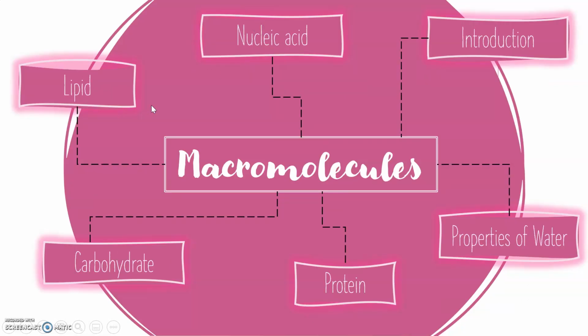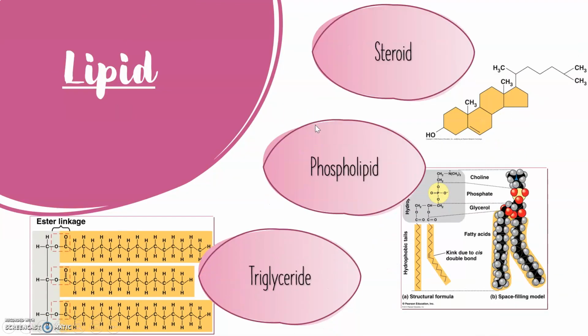After learning about carbohydrate, you are introduced to lipid, and lipid is not a polymer because it is not formed by the combination of monomers. There is no repeating unit forming lipid. Three types of lipid were introduced to you. One is triglyceride. The next are phospholipid and steroid.